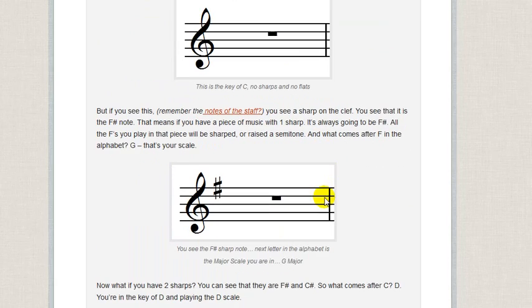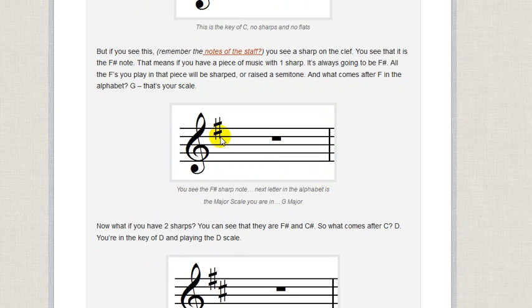So if you look, this actually has a sharp, and remember, Every Good Boy Does Fine. That is the F sharp note. If you see this on a piece of music, then if there's only one sharp, every single F is always going to be F sharp. So every F that you run across in this piece of music is going to be an F sharp as opposed to a regular F.